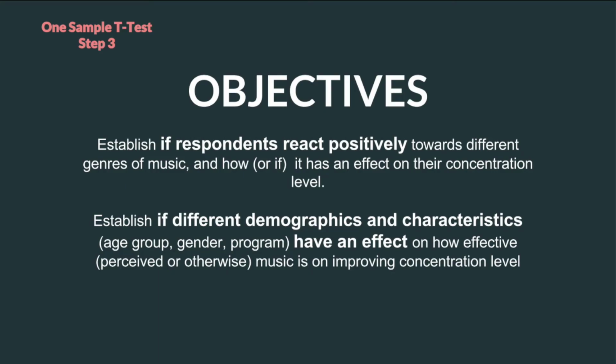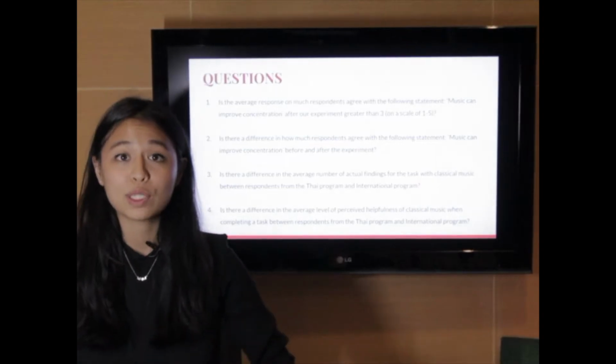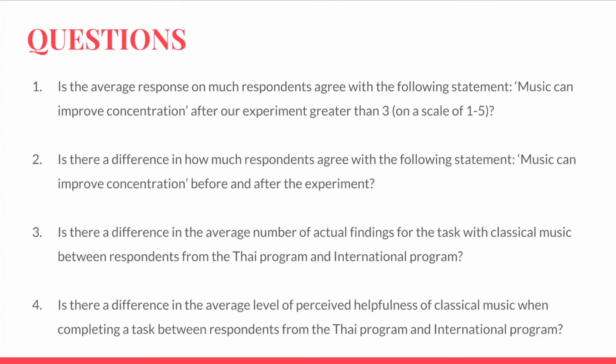So we have a total of 2 objectives. The first objective is we have to establish if respondents would react positively towards the different genres of music and if that would have an effect on their concentration level. The second objective is we would like to establish if the different demographics of our respondents, including their age group or their year, their gender, and their program, will have an effect on how effective the music was on improving their concentration level. We have a total of 7 different questions which we will explore.